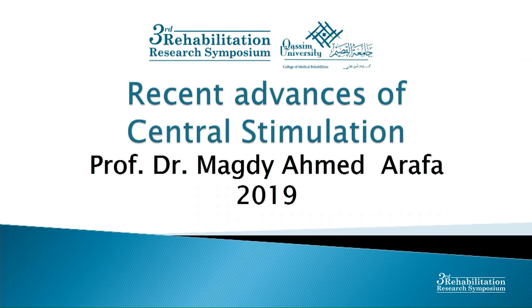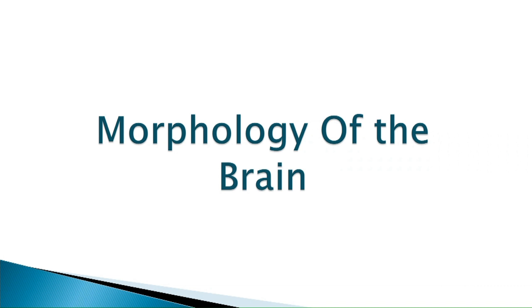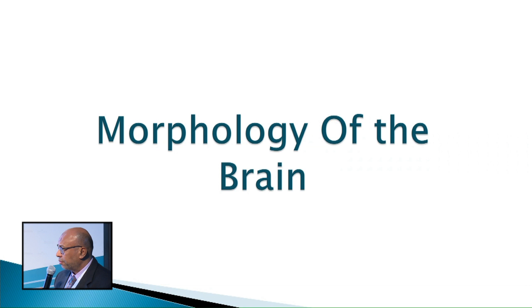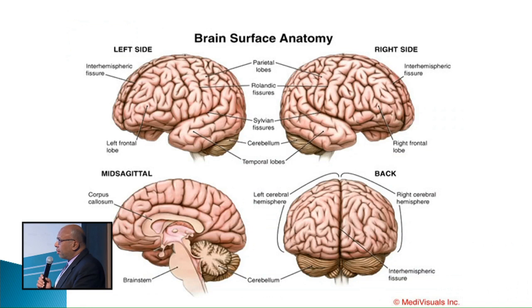Stimulation and repetitive transmagnetic stimulation. From the basic foundations of central stimulation is the morphology of the brain. It is very important to consider the morphology of the brain because the basic neurophysiological mechanism of central stimulation is called interhemispheric interaction, the combination of both hemispheres through the corpus callosum.